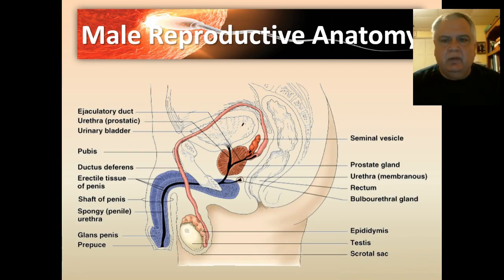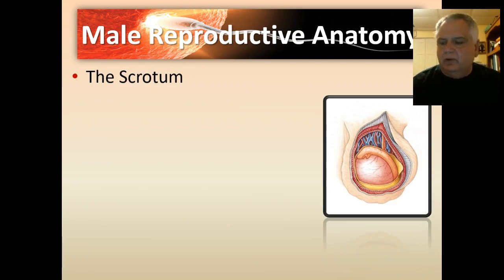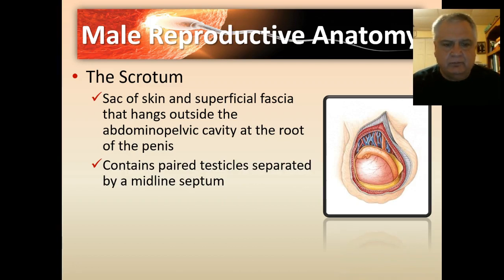So here's an overview of the male reproductive anatomy that you can refer back to as we go through each one of these different parts of the male reproductive anatomy individually. So let's begin our discussion by taking a look at the scrotum. Again, remember the scrotum is a fleshy sac outside the body wall that contains the testes or the testicles. More specifically, it's a sac of skin and superficial fascia that hangs outside the abdominopelvic wall at the root of the penis, or where the penis attaches to the body wall.